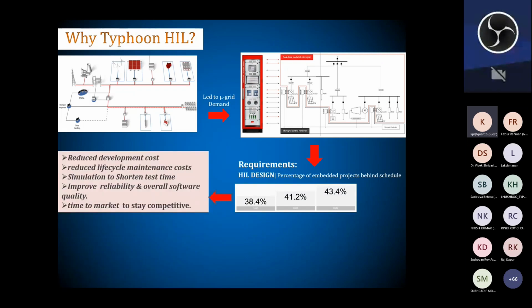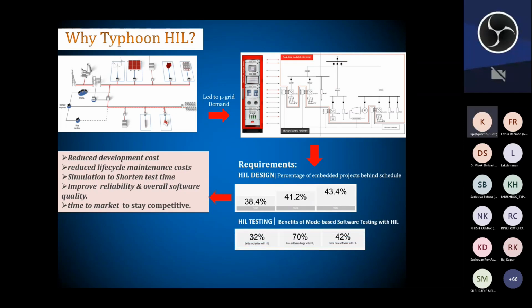And that design, as an engineer, or as a researcher, or for making things patent, these are some of the important factors that come to our mind. That is, we should have reduced development cost, then reduced life cycle maintenance costs, then we should have the simulation time step down, simulation to shorten the time. So time to market, to stay competitive. So we will be using all those things.